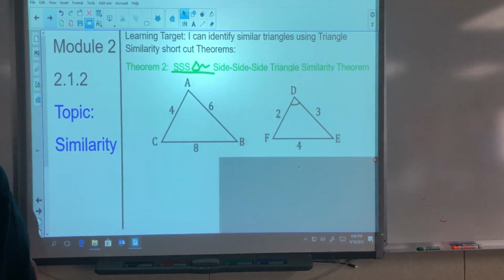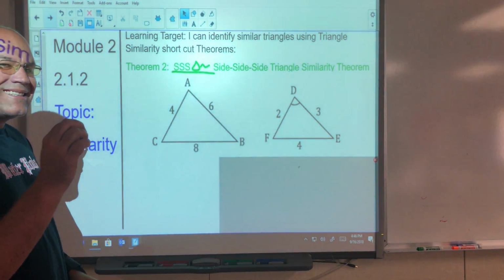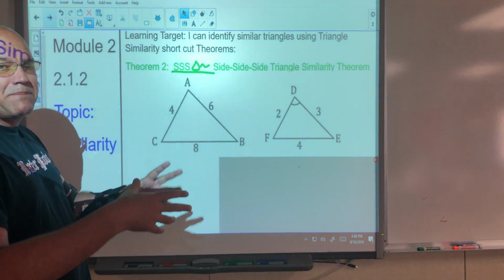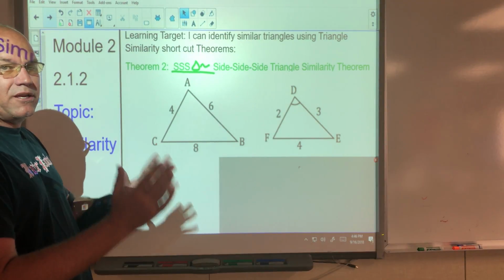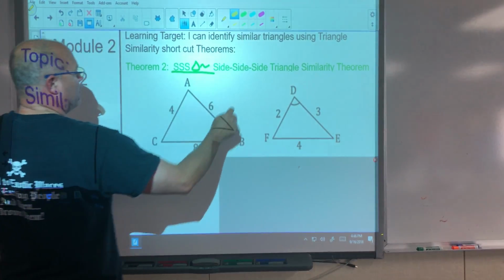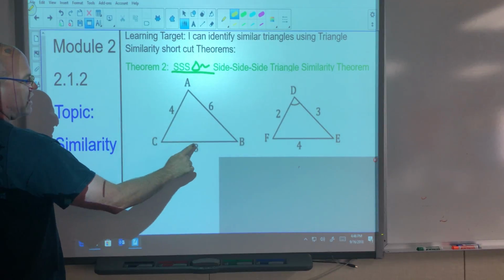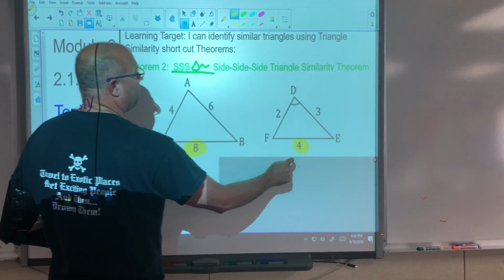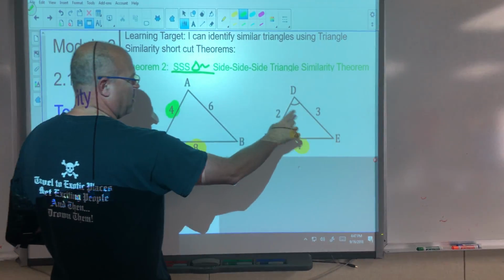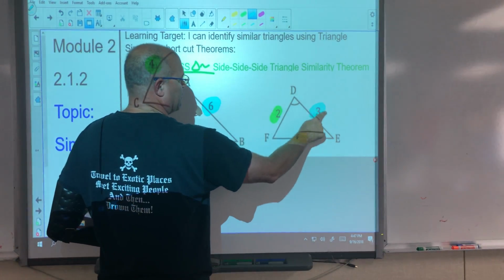All right, the next theorem is the side-side-side triangle similarity theorem. This is slightly different from the side-side-side triangle congruence theorem because we're talking about the sides being proportional, not the sides being congruent. So we have to look at the corresponding sides, corresponding side to corresponding side. The largest side here is 8, so 8 corresponds to the 4. The smallest side is 4, so 4 corresponds to the small side here, the 2. The next side is the 6, which corresponds with the 3.